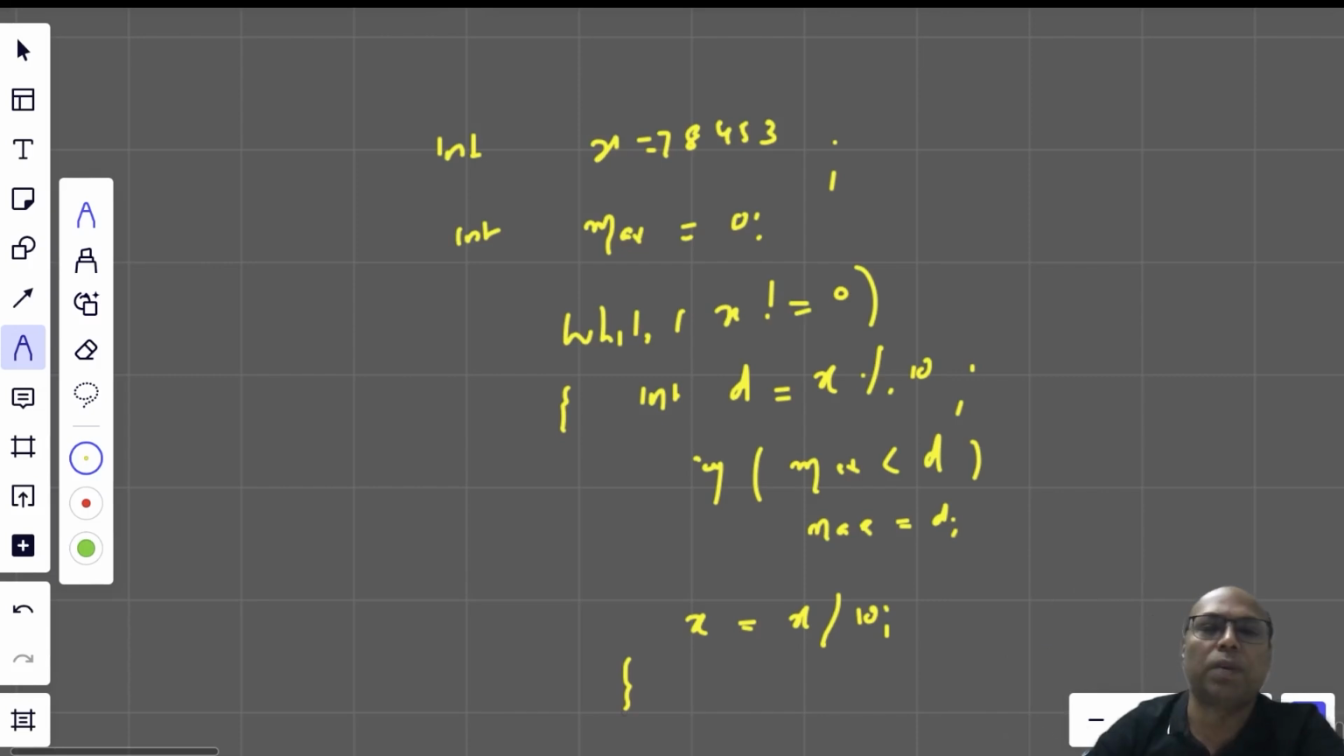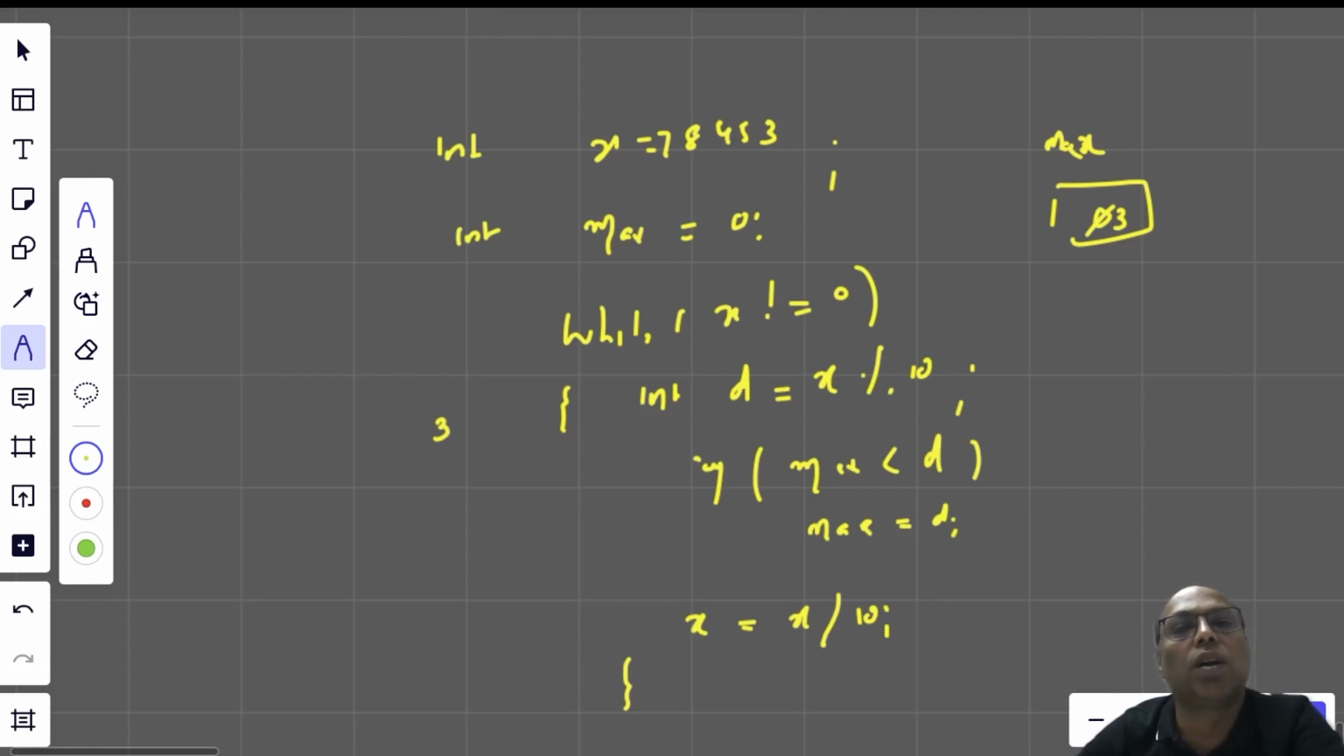So how did it work for me? Let us see. My max was initially 0. Now X is 78453. Modulus 10, how much did I get? 3. Max is 0, and 0 is less than 3. Condition is true. Therefore my max became 3. X is equal to X by 10. How much does it become? 7845. 7845 is not equal to 0.